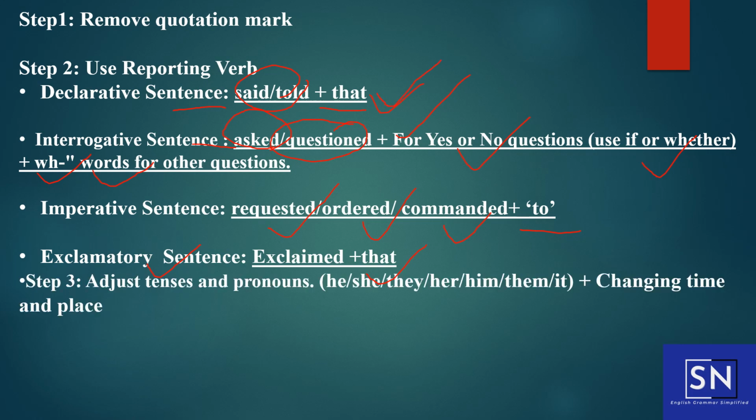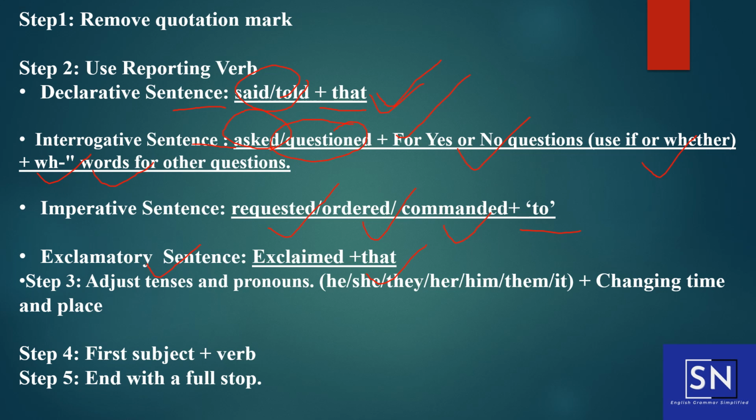Then, change pronouns to match the perspective of the speaker or listener. Shift the tense of the verb according to the sequence of tenses rule. Later, modify time and place references as needed, like today becomes that day, here becomes there. Ensure proper sentence structure. Maintain the standard sentence order: subject followed by the verb, and end with a full stop.